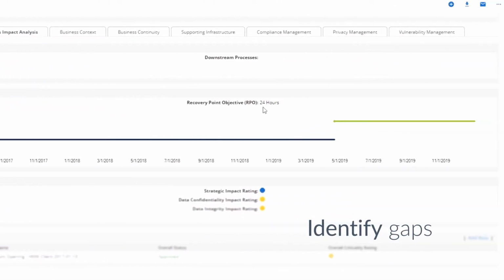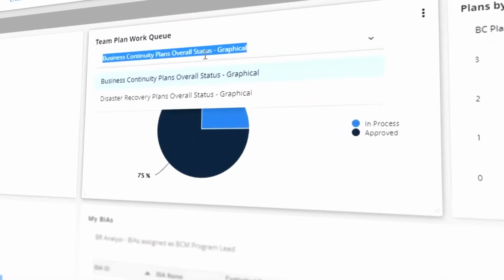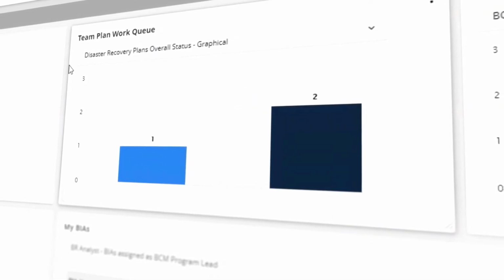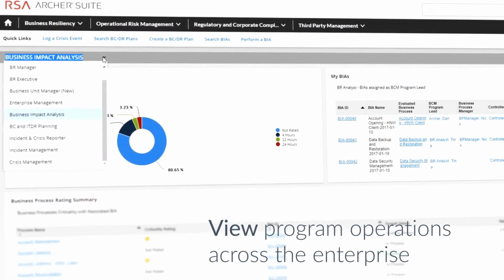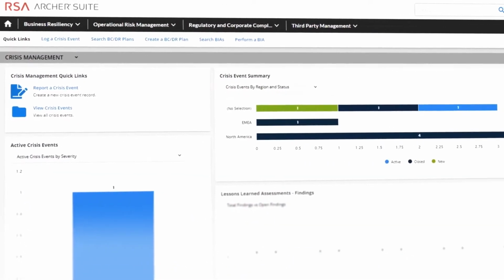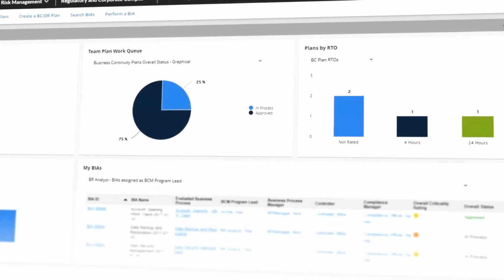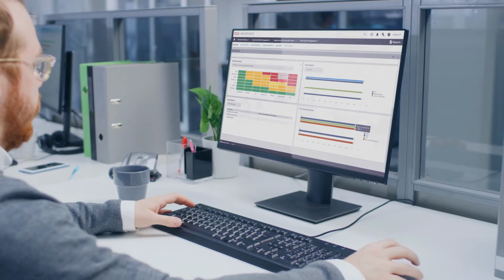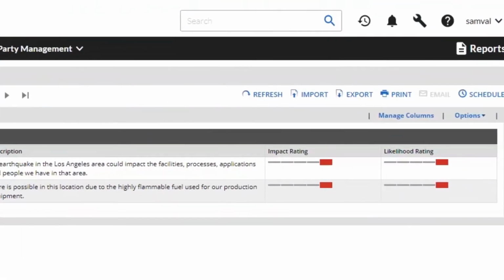RSA Archer dashboards are tailored to specific roles and provide a single view for managing, reporting, and driving recovery programs. The Business Resiliency Executive can view program operations across the enterprise, understand critical business processes and supporting infrastructures, assess organizational readiness, and drive effective program oversight. The Business Continuity Risk Summary plots identified continuity risks on a heat map, displaying their impact and likelihood ratings.